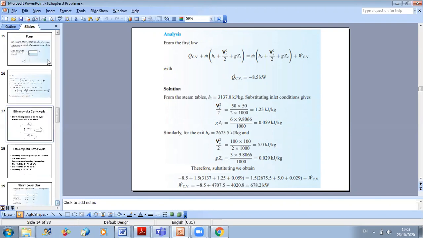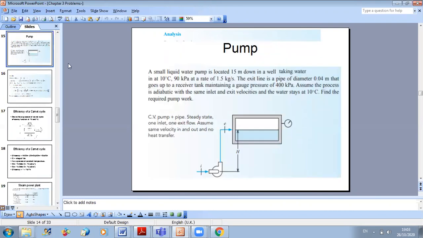So let us move to another problem. For the pump, we will consider now a pump. A small liquid water pump is located 15 meters down in a well, taking water at 10 degrees, 90 kilopascal at a rate of 1.5 kilogram per second. The exit line is a pipe of diameter 0.04 meter that goes up to a receiver tank containing a gauge pressure of 400 kilopascal. Assume the process is adiabatic with the same inlet and exit velocities and the water stays at 10 degrees. Find the required pump work.